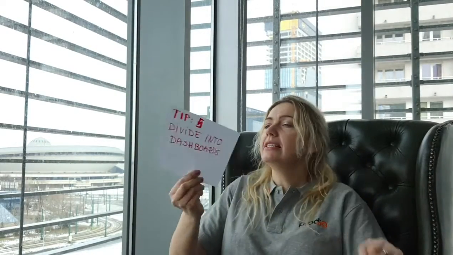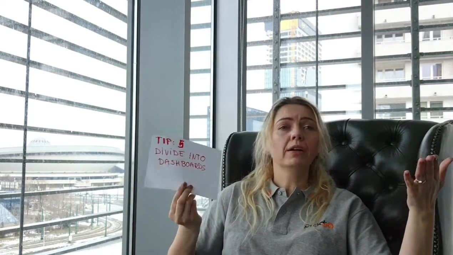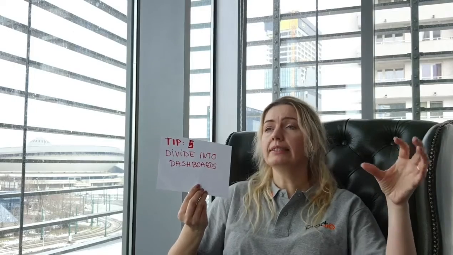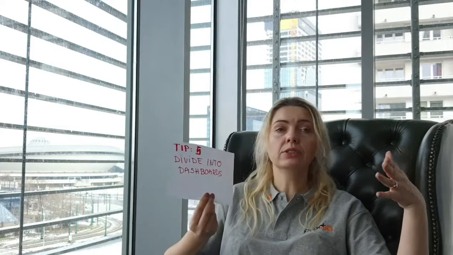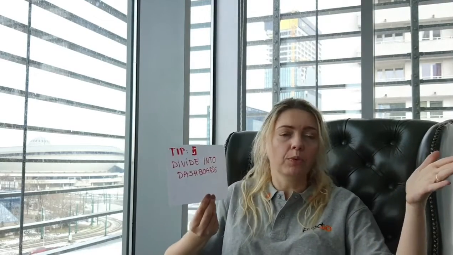And last but not least, tip number 5, divide into dashboards. What it means is that when you have your production hall, you should see it as it really is. For example, in one part of the production hall, you've got some machines, or maybe you have more than one production hall, and you can divide the different shop floors, different production halls into different dashboards. That's one start, to have them in 2 different dashboards, for example, or more.